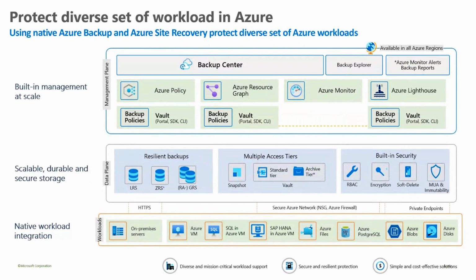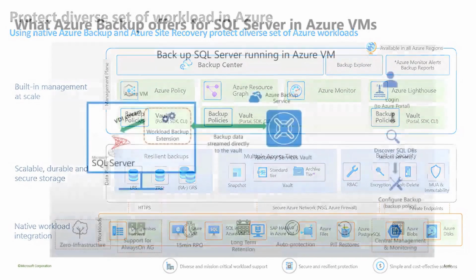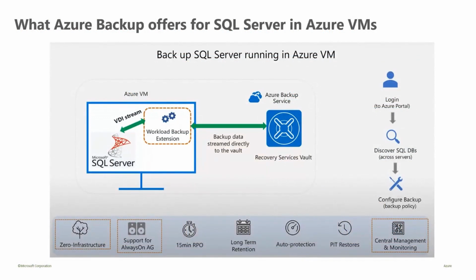Let's move to the other slide where I'm going to explain a little bit about what we offer specifically for SQL servers. Here you can see on the screen that Azure Backup for SQL is natively integrated with the SQL VDI streams. The data is streamed directly from within the VM to what we call a recovery services vault. A vault is nothing but a place to store your backups. It is completely zero infrastructure. You don't need any additional backup server.